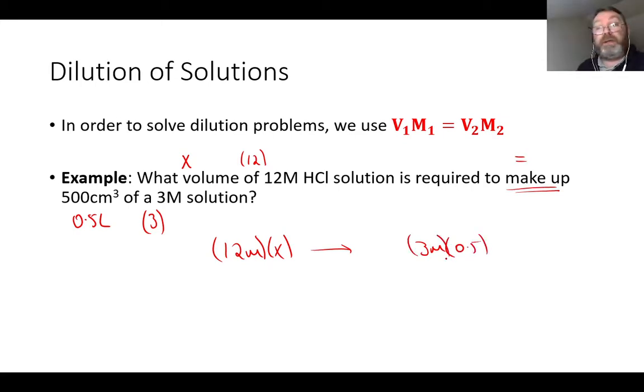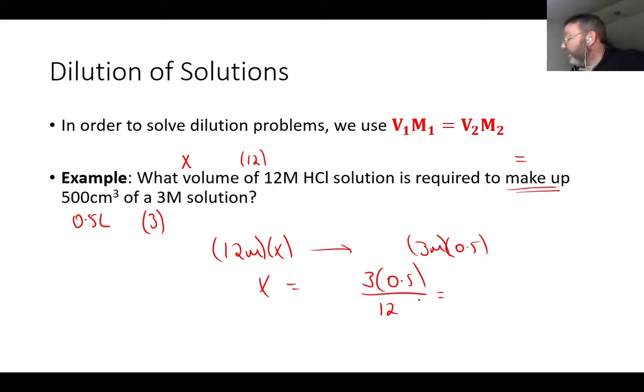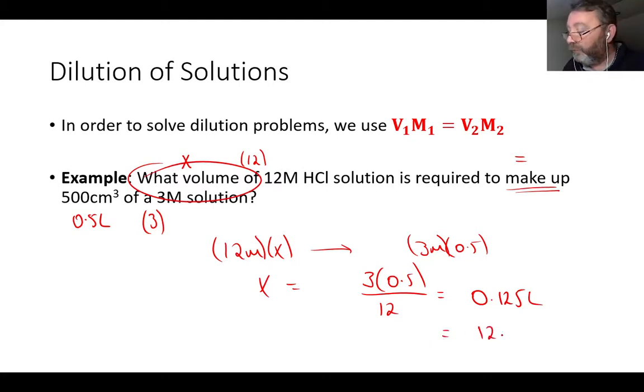And all we've got to do then is simply engage with algebra and say that 3 by 0.5 over 12 is your answer. And taking your calculator, that comes out as 0.5 divided by 4, and 0.5 divided by 4 is 0.125. Now, what are we looking for? What volume? Liters. And if they ask you for the volume in centimeters cubed, there's 1,000 centimeters cubed in a liter, so it's 125 centimeters cubed.